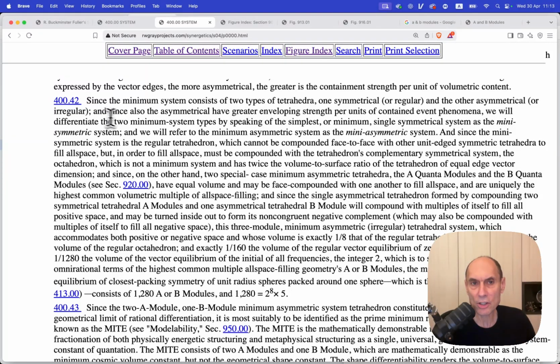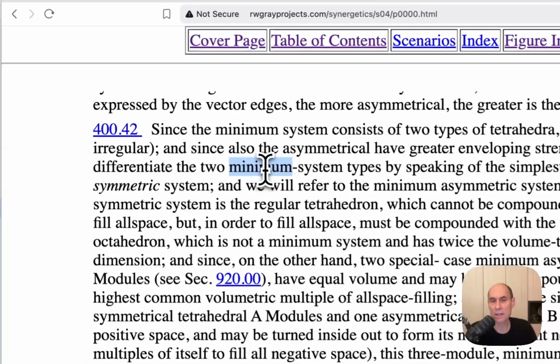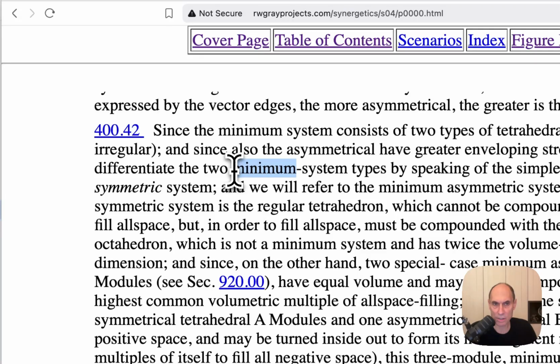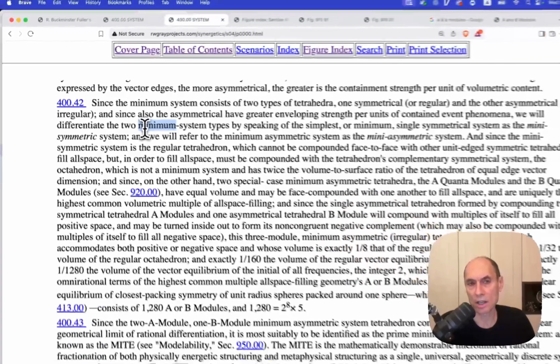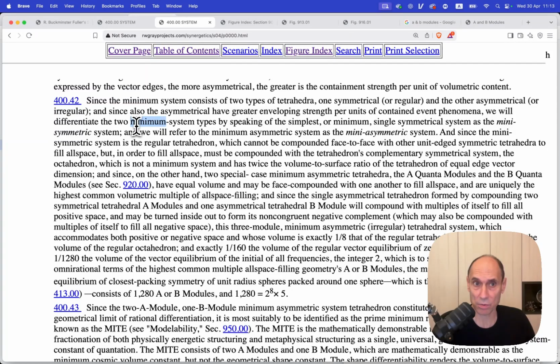We will differentiate the 2 minimum system types by speaking of the simplest or minimum single symmetrical system as the mini-symmetric system. Fuller's taking minimum and he's going to just use it as a prefix, mini. And so he's coining a new prefixed word, mini-symmetric system, and that will be the tetrahedron. And we will refer to the minimum asymmetric system as the mini-asymmetric system.